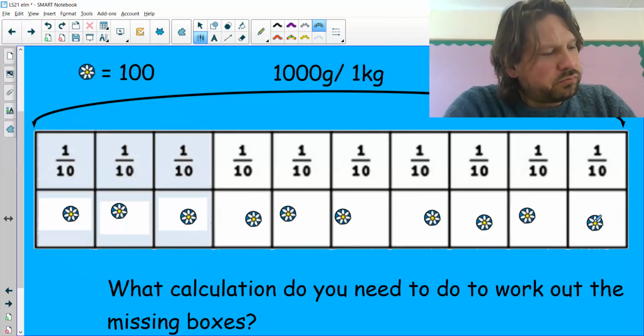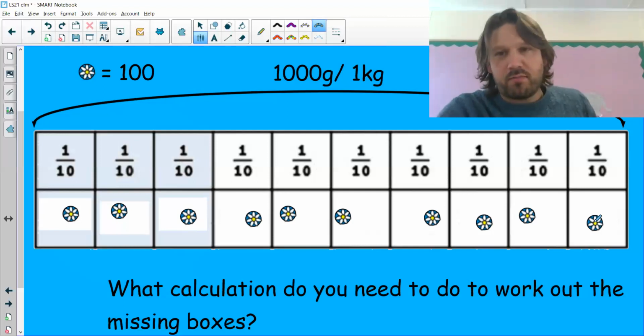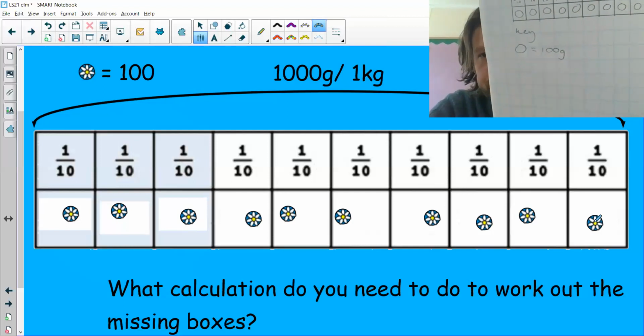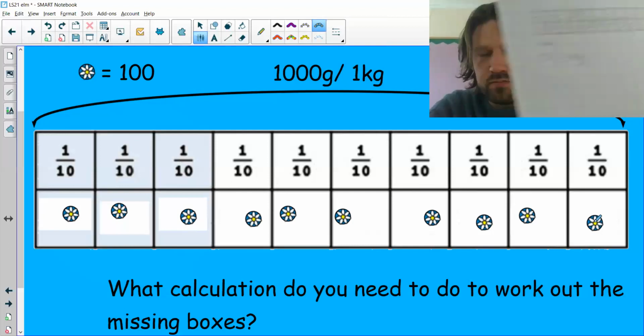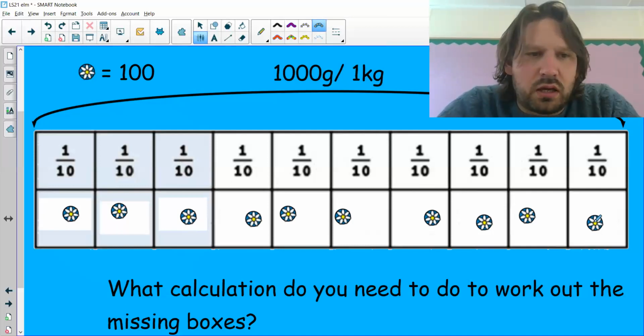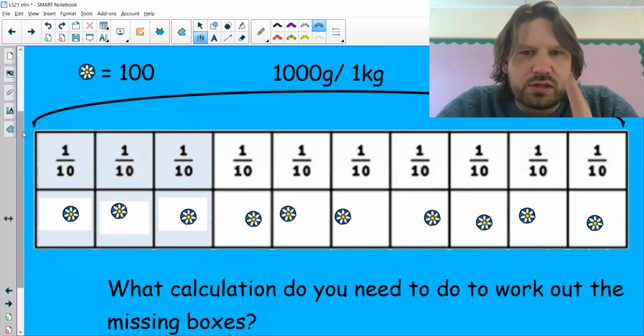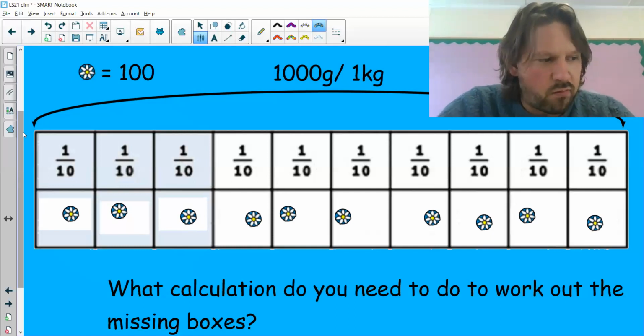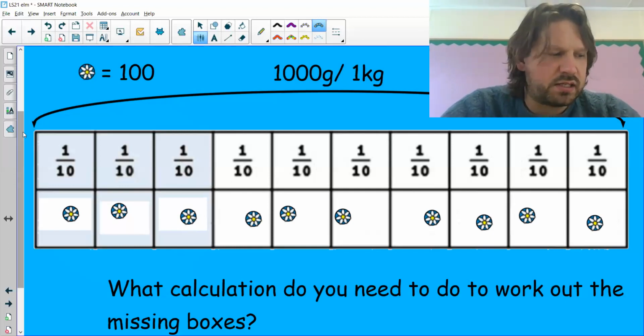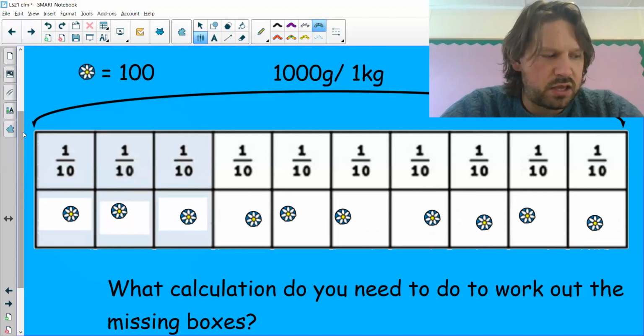Now, it's important you've got a key, so you know that whatever the symbol is equals 100 grams. For this one's fine. Okay, you can see. And then I would like you to pause it, and I want you to think about the original question. Now I wrote it down. 3/10 of a kilogram equals.